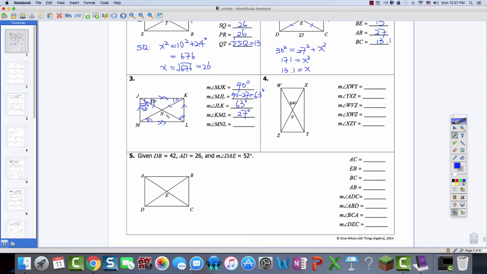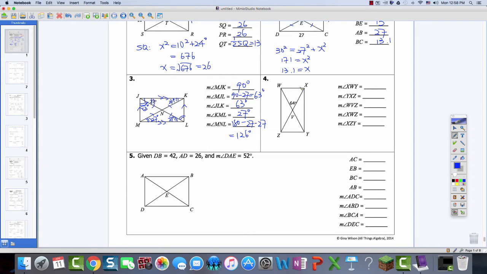Finally, MNL. If this is 27 degrees, this one has to be 27 degrees as well, because again, these two sides are congruent to each other. And so the calculation for this big angle in the middle is 180 minus 27 minus 27 again, and that should give us 126 degrees. 180 minus 54 is 126 degrees.